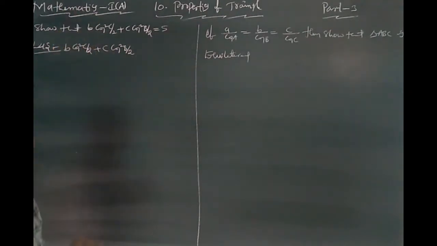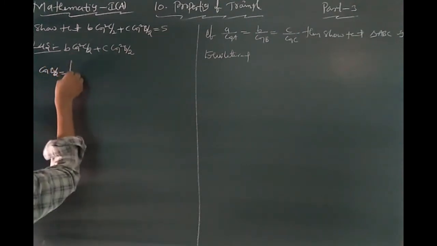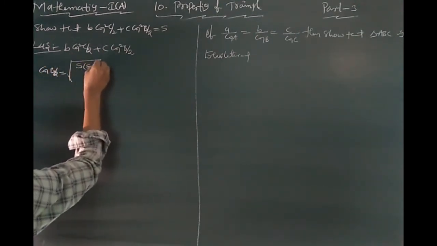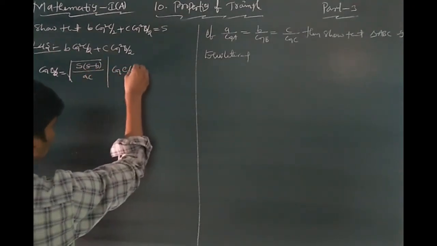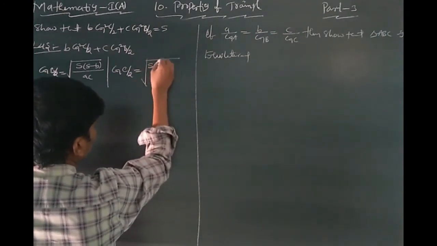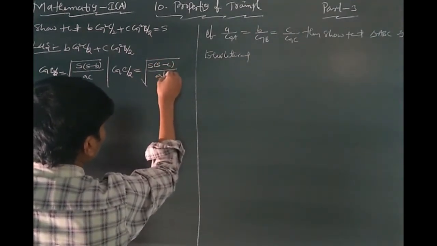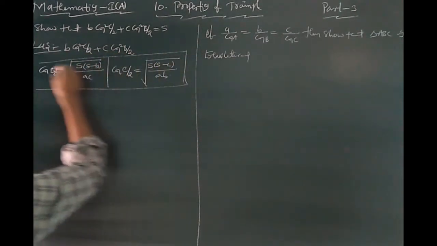In this LHS part, what is the value of cos b by 2? Cos b by 2 equal to square root of s into s minus b by ac. Similarly, what is the value of cos c by 2 formula? Cos c by 2 equal to square root of s into s minus c by ab. This is the formula. You can use these 2 formulas in this problem.